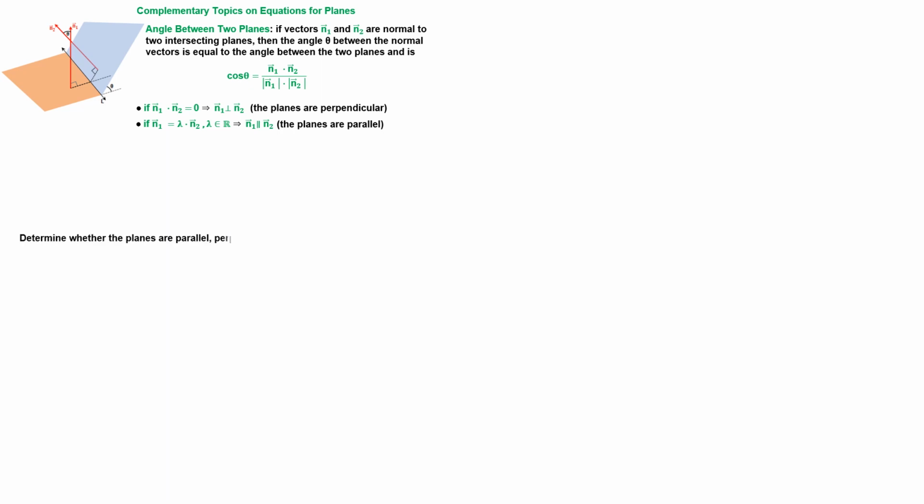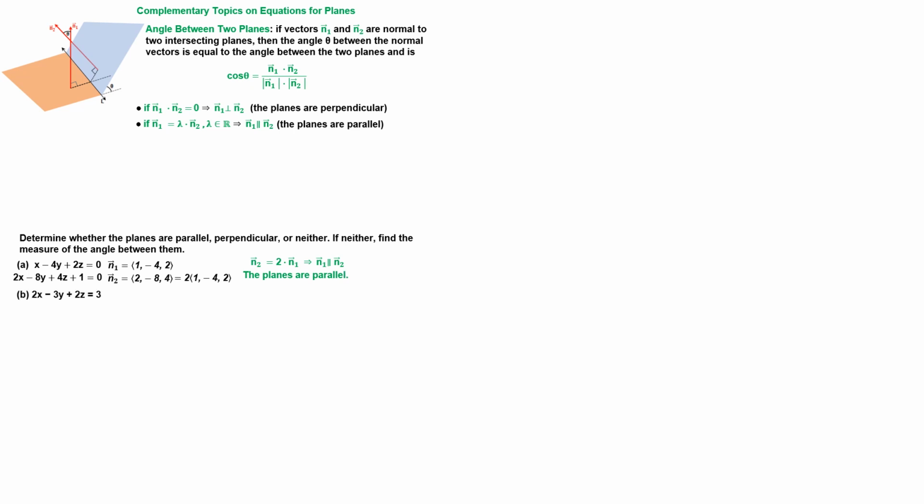Determine whether the planes are parallel, perpendicular, or neither. If neither, find the measure of the angle between them. First of all, we need the normal vectors. The coefficients of x, y, and z are the components of normal vectors to the planes. So the normal vectors for these planes have components 1, minus 4, 2, and 2, minus 8, 4, and we can see these two vectors are scalar multiples of each other. The normal vectors are parallel, so the planes are parallel.